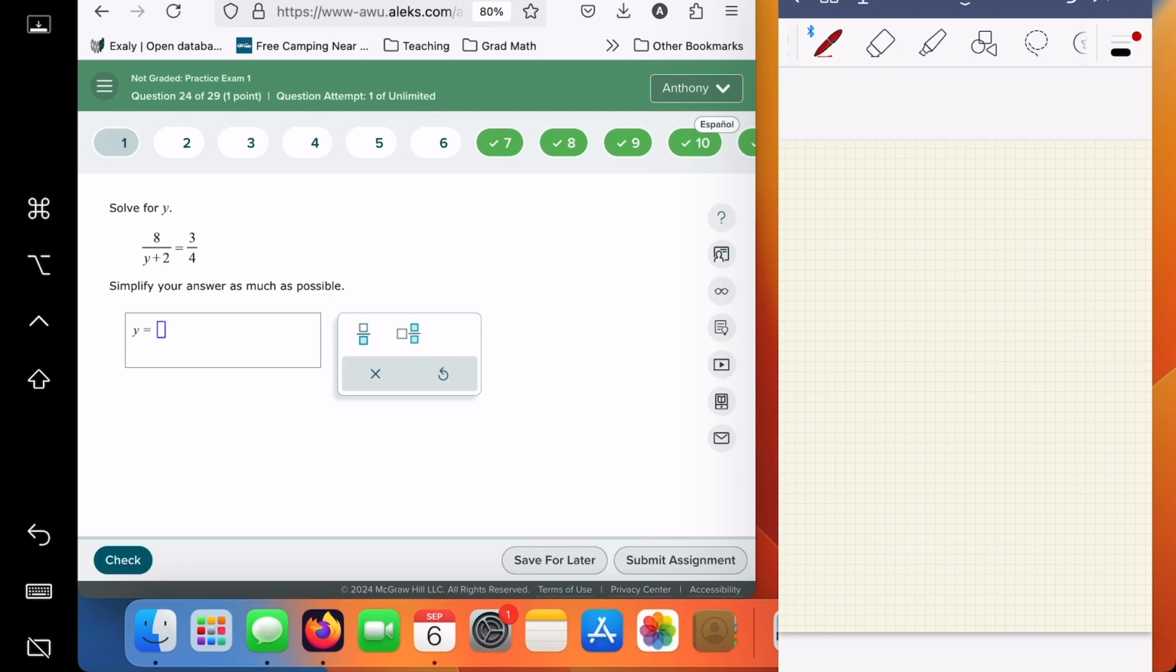Right. So, yeah, double check when you write down problems, right? It's just so easy to miss something. All right, solve for y will do.